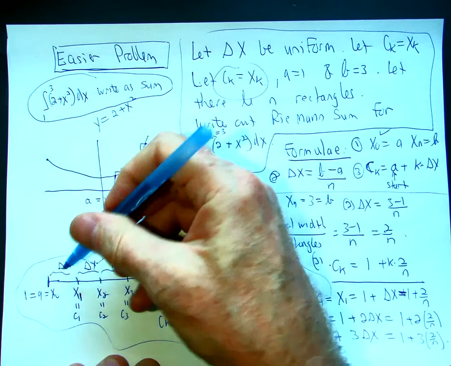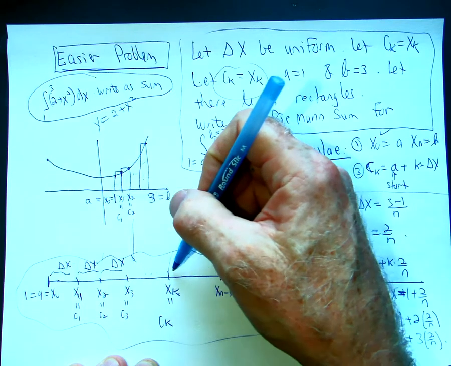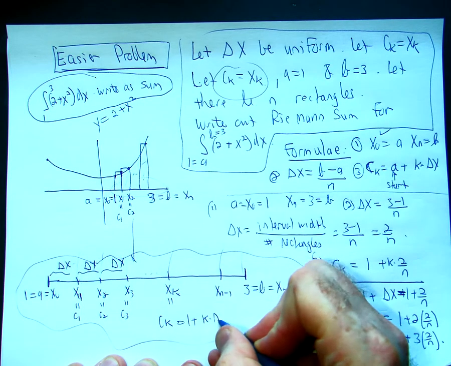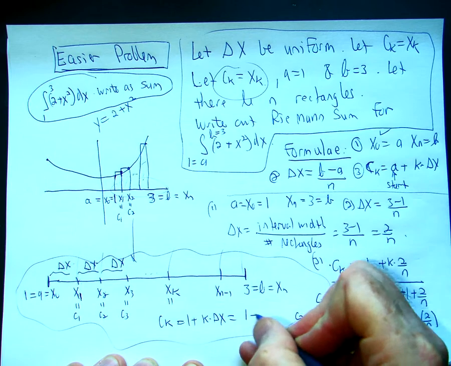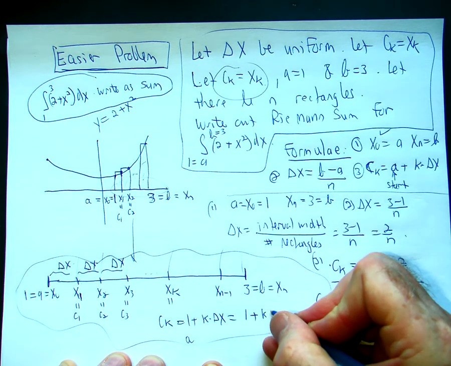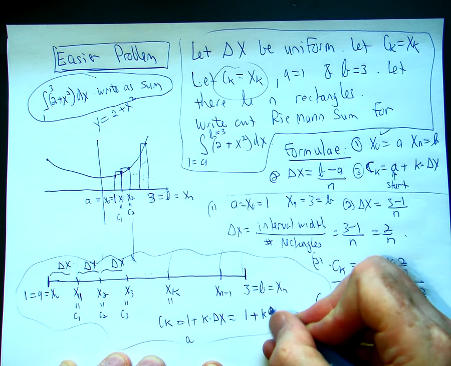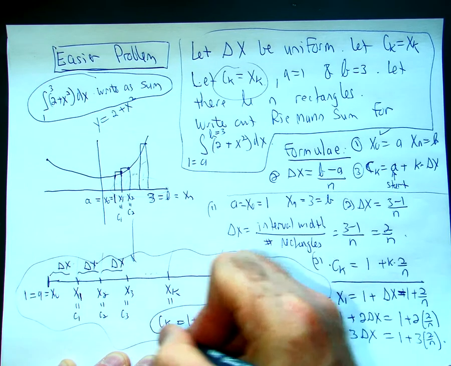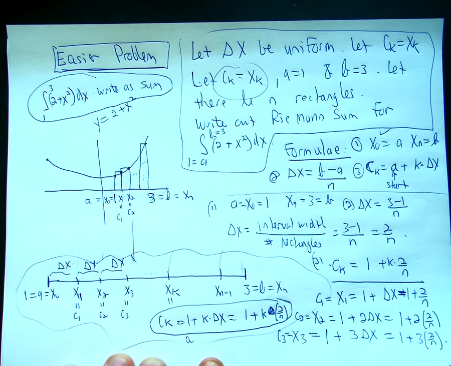I count 1, 2, 3, 4, 5, 6, 7, 8, 9, 10. For k, I move over k delta x's. So I get 1 plus k delta x. My starting point is 1, and this is where the 1 comes from. That's always going to be a, if you look at it right there. And then I just count over k delta x, I'm sorry, k times 2 over n. So that's my ck. That's where that formula comes from.